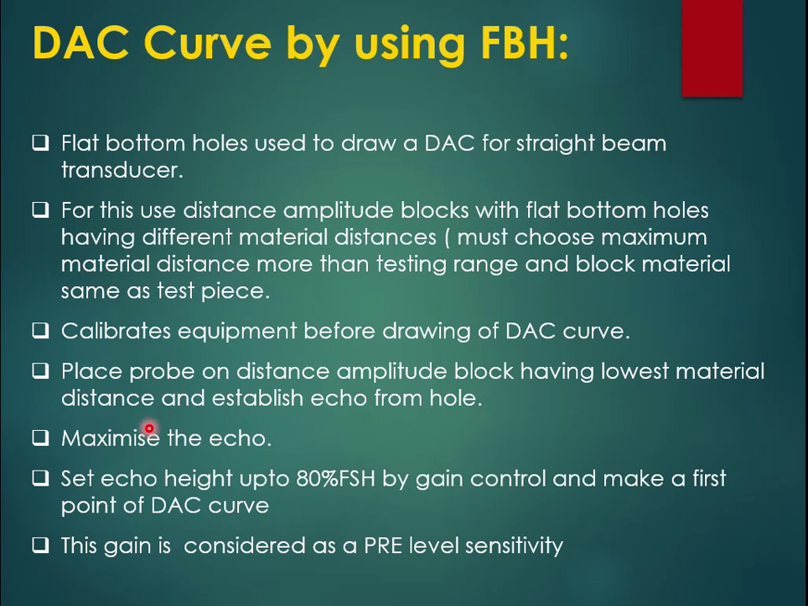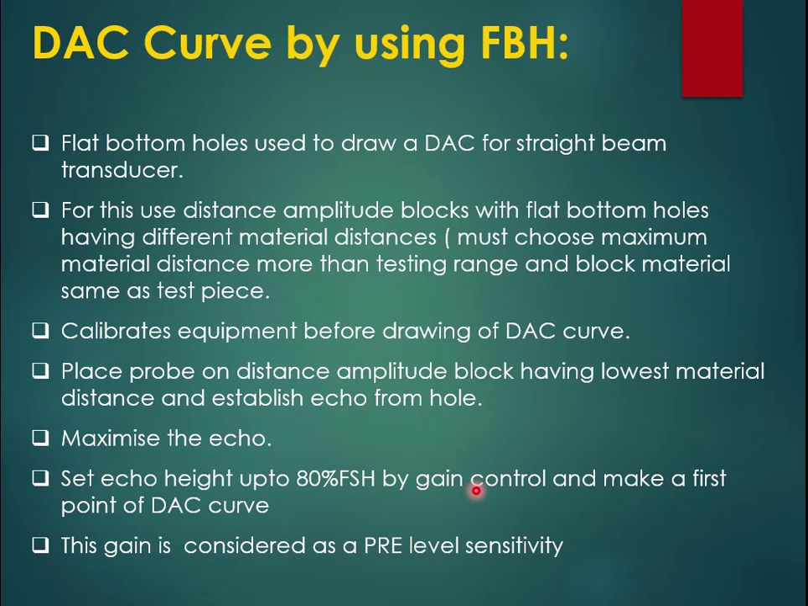Whatever the amplitude may be, the first thing you have to do is use the gain option and set the amplitude to 80 percent of full screen height. So maximize the echo, set the echo height to 80 percent of full screen height by gain control, and make the first point of the DAC curve. To draw the DAC curve, you have to take a minimum of 3 points, and you can also use up to 12 points.